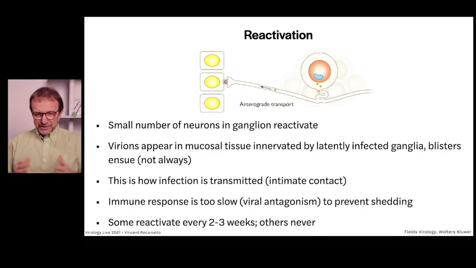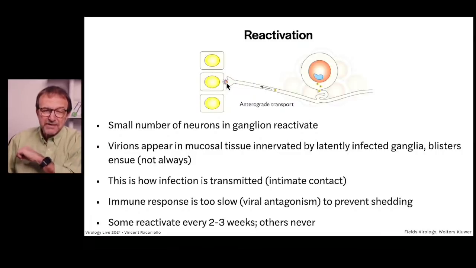I'm going to tell you what causes reactivation in a moment, but a small number of neurons in a ganglion reactivate. So there are most likely multiple neurons in this ganglia which contain herpes simplex DNA. They periodically begin to make viruses. Remember, the DNA is made in the nucleus. It's packaged in the particle in the nucleus. Then the capsid comes out. It's transported by anterograde transport back to the cell surface, the epithelial surface there. And you will see virions in mucosal tissue that's innervated by these ganglia, and then sometimes you get a cold sore, a blister. That's the consequence.